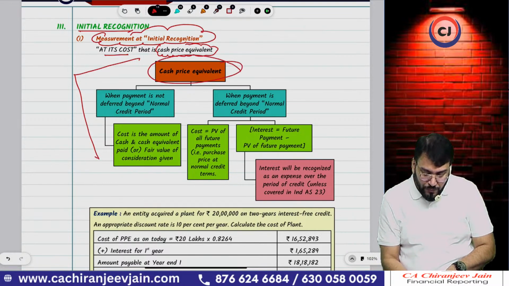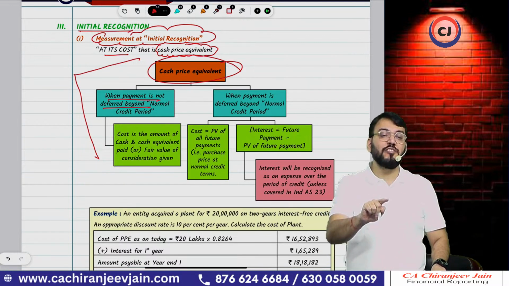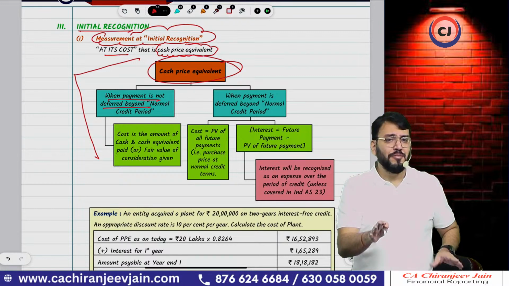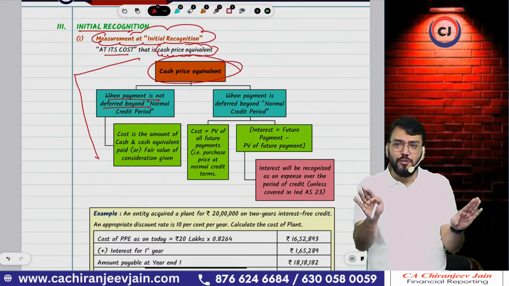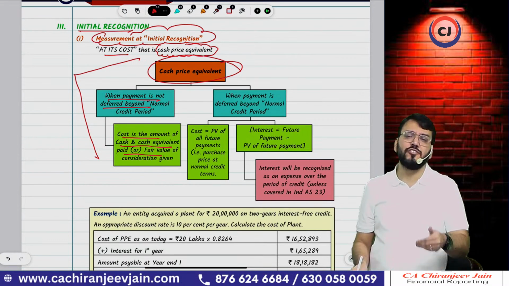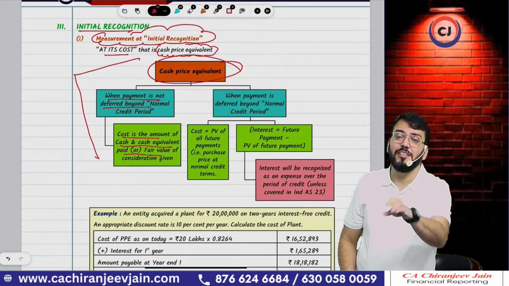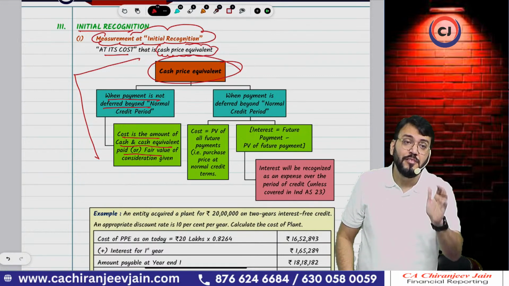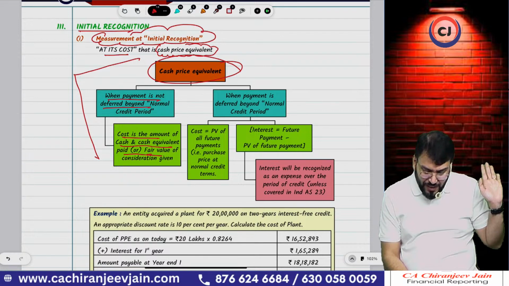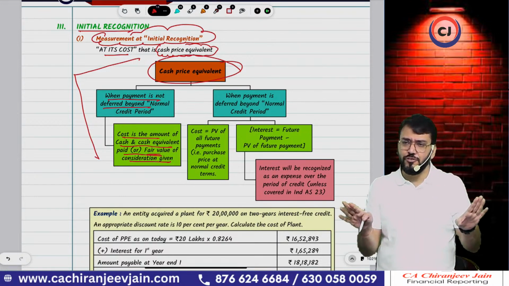When the payment is not deferred beyond the normal credit period, the cost price will be equal to the cash and cash equivalent paid. Whatever payment is done, that is the cost price. No present value then. So cost is the amount of cash and cash equivalent paid or the fair value of consideration given up. Fair value of consideration given up means it is quite possible you purchase in exchange of some other asset. So whatever you have given up, the fair value of that consideration will be added. Understood? I will explain this again in some other point. But cash and cash equivalent you have understood.